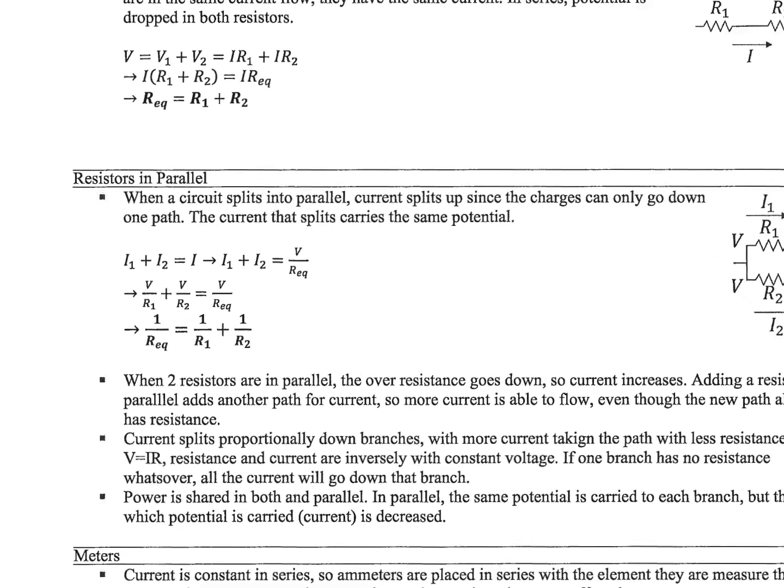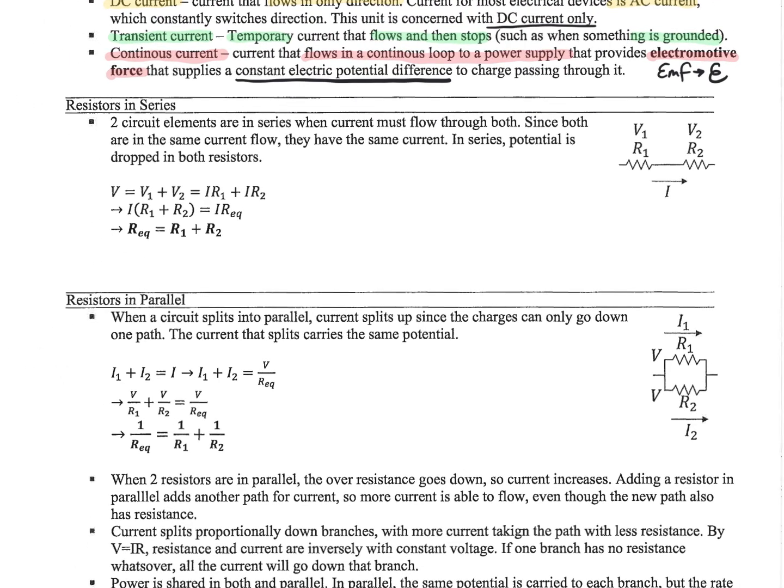So now let's talk about resistors in series. This will make sense from the standpoint of volume versus strength. If we have two resistors in a circuit, okay? Two resistors in a circuit in series. They both have the same what? They're in the same current flow. So I is the same for both. I does not reduce, right? But in series, the potential is dropped.